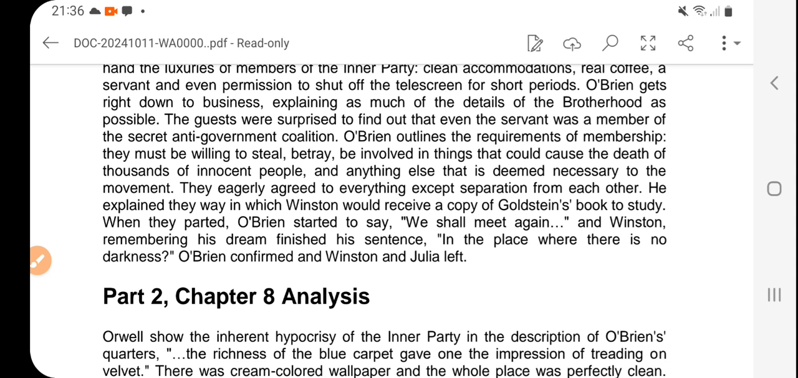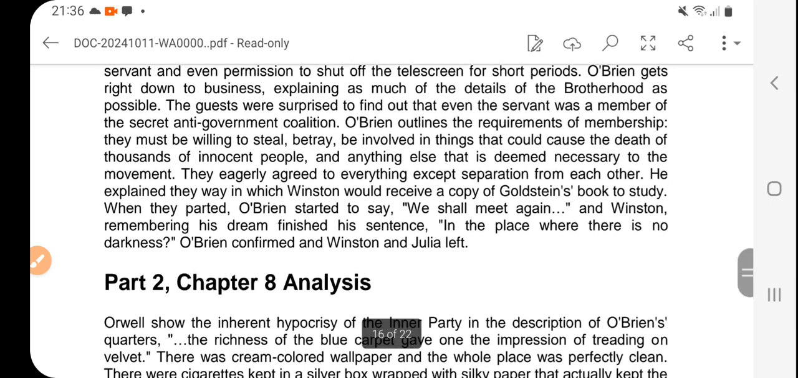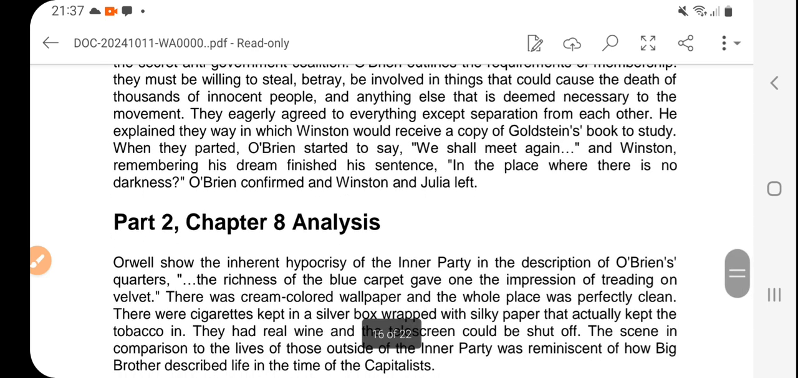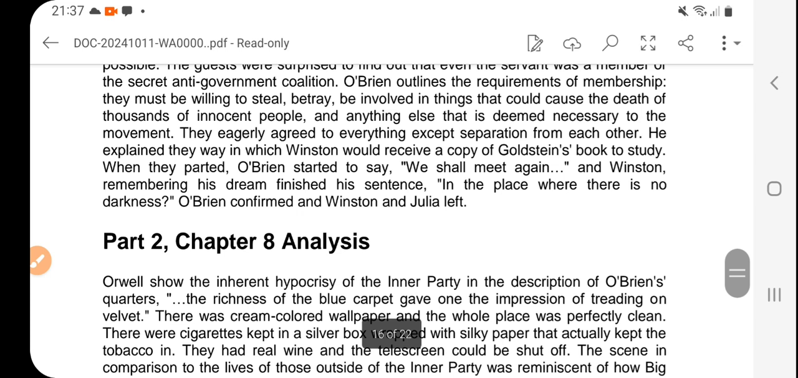So O'Brien gets right down to business, explaining as much of the details of the Brotherhood as possible. And here O'Brien shares his feelings, and he talks about the Brotherhood. The guests were surprised to find out that even the servant was a member of the secret anti-government coalition, and that the anti-government coalition is the Brotherhood.